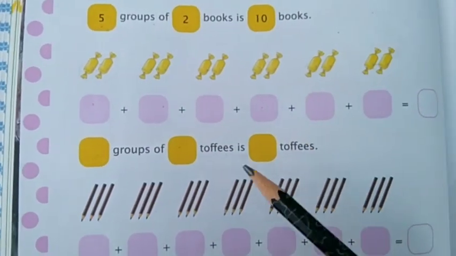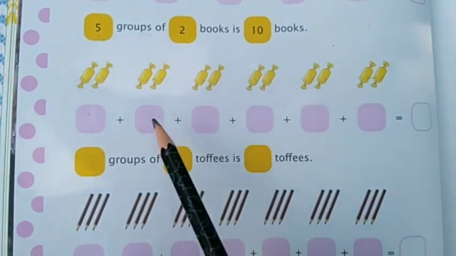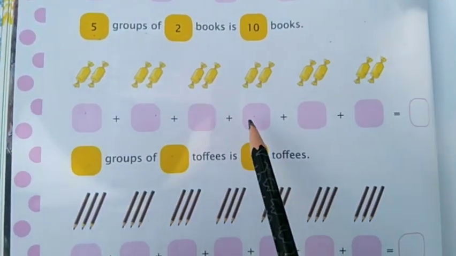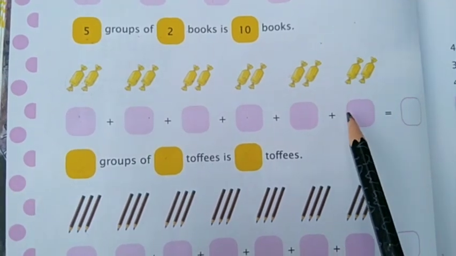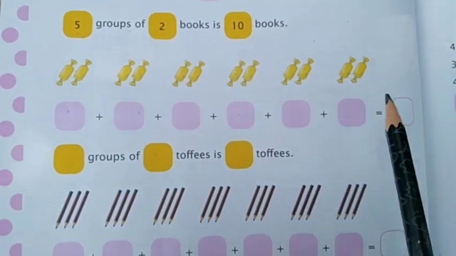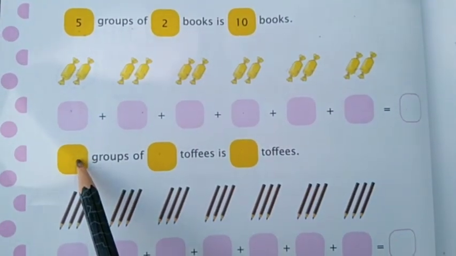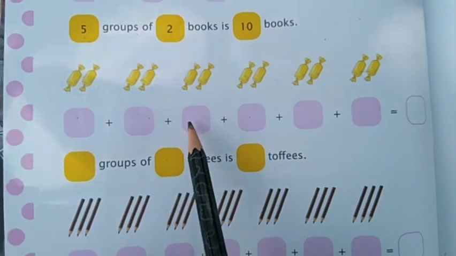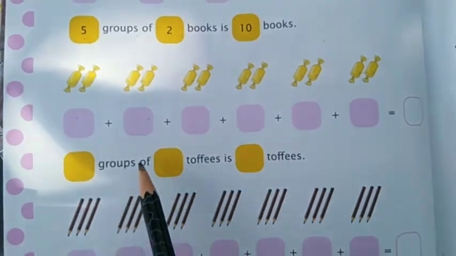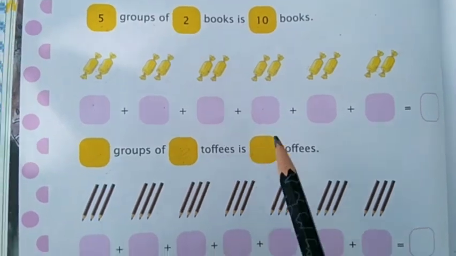2 more are given here. You can see here toffees are kept in groups. You have to write the numbers in the pink boxes. How many toffees can you see in each group? You will add that up and you will write the answer in this box. Then count the number of groups. Write the number of groups in this blank. In each group there are 2 toffees, so you will write 2 here. Multiply this number with this and then write the answer here.